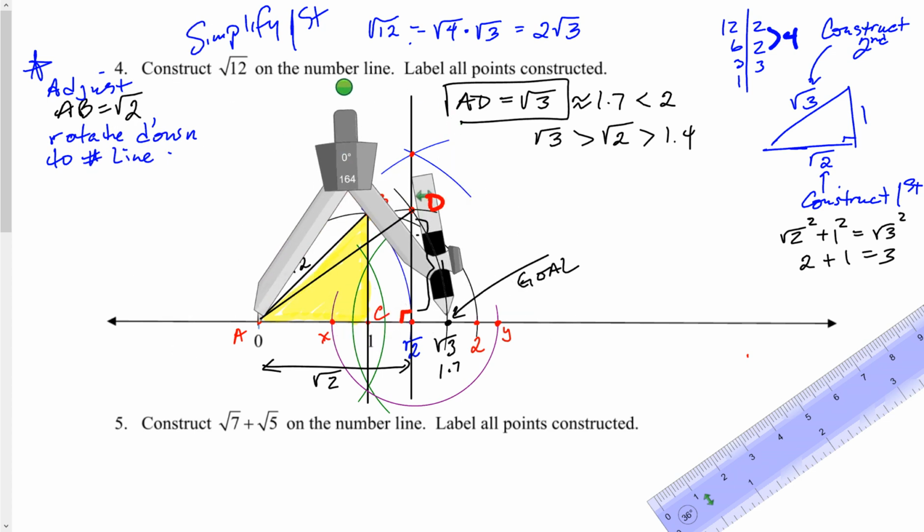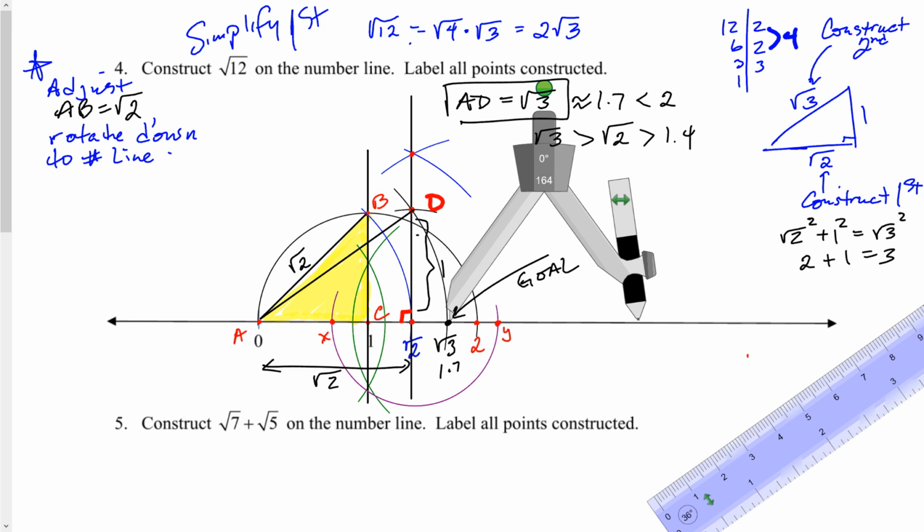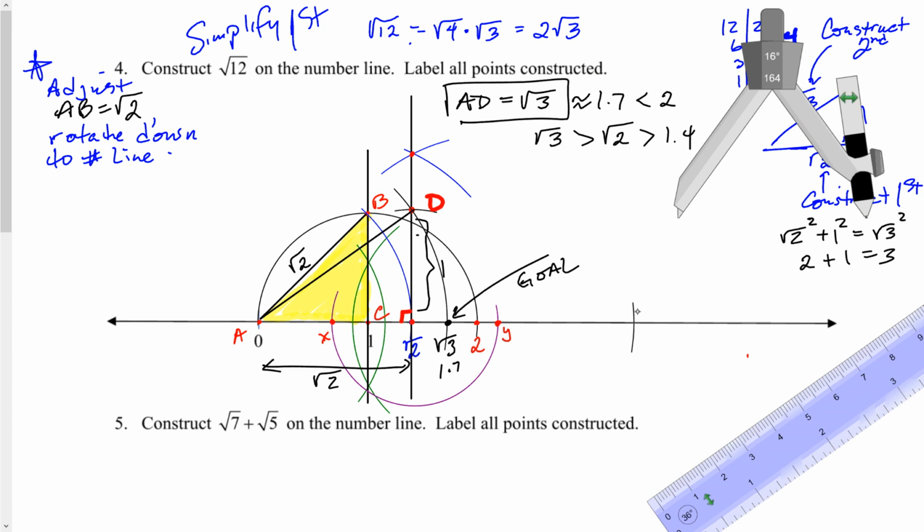So you adjust your compass from 0 to root 3, which should already be adjusted. Come over here at root 3 and do one more root 3. 1 root 3 plus 1 root 3 is 2 root 3. So 2 times the square root of 3. So I went 0 to root 3 is 1 root 3, and then you shift over again, another root 3. 1 root 3 plus 1 root 3 gives you 2 root 3, and that was my goal.